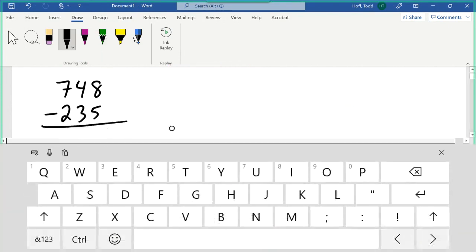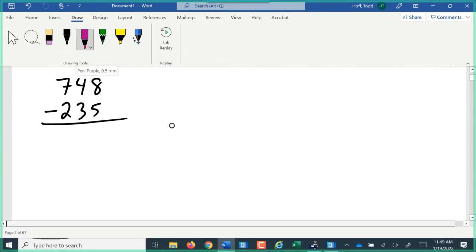Once we have those columns lined up, hundreds and tens and ones, we can just go ahead and subtract the columns. 7 minus 2 is 5 hundreds. 4 tens minus 3 tens is 1 ten. 8 ones minus 5 ones is 3 ones, giving us 513.